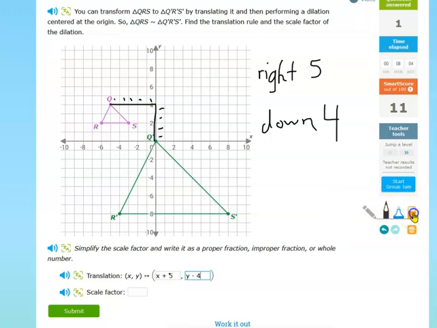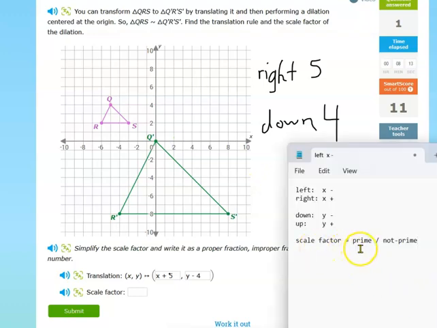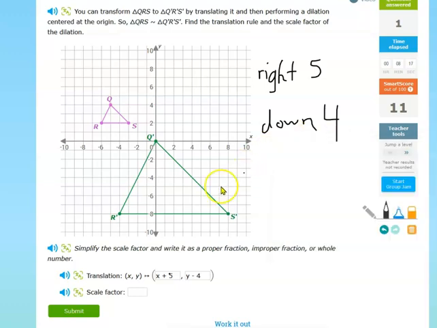Okay, on to scale factor. Brand new problem. Let's get rid of all this stuff. All new problem. And again, let's look at our notes for scale factor, prime over not prime. Okay, so prime. I like R prime, S prime because it's sitting nicely on the grid line. So let's figure out what this length is right here.